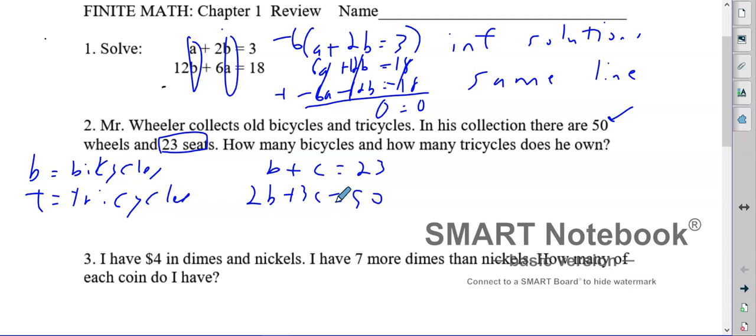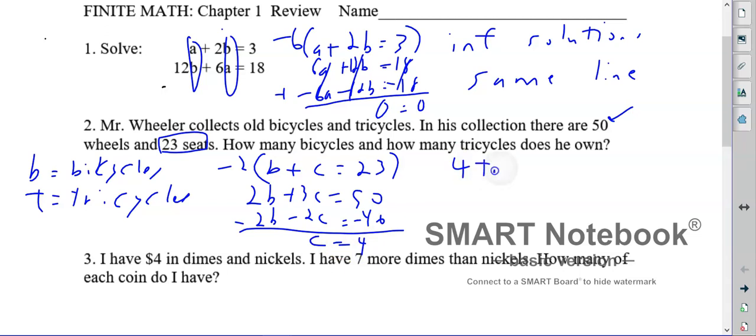Now again, this one you could do 3 different ways. You could solve the top one for either B or T, plug it in and substitute. You can multiply by negative 2 or negative 3 to cancel. I'm going to do negative 2. I always go with the smaller one. So negative 2b minus 2t equals negative 46. When I add those, I get 1t equals 4. That means there are 4 tricycles. And 23 minus 4 is 19, so that's 19 bicycles.